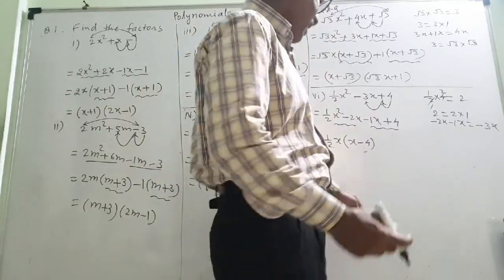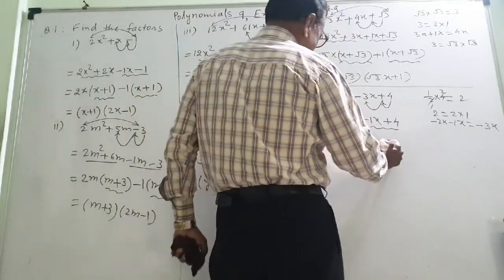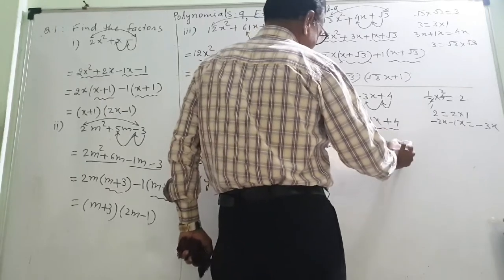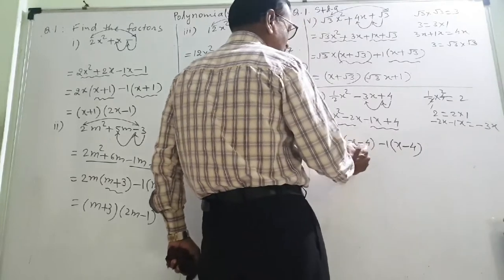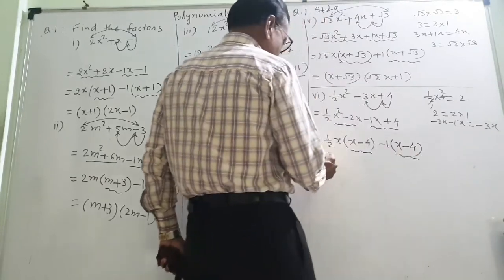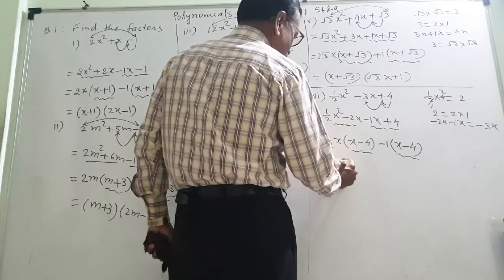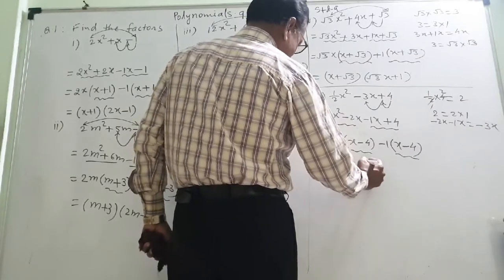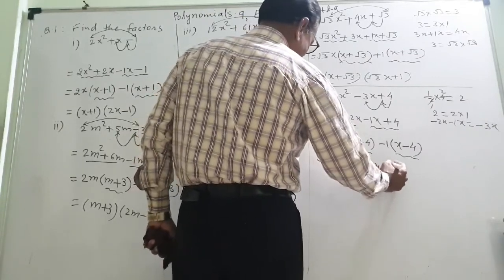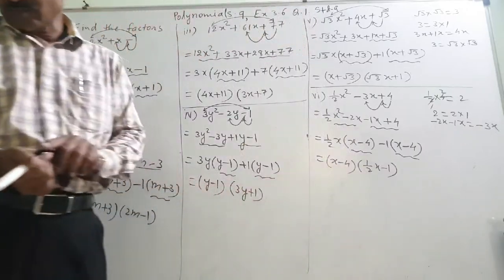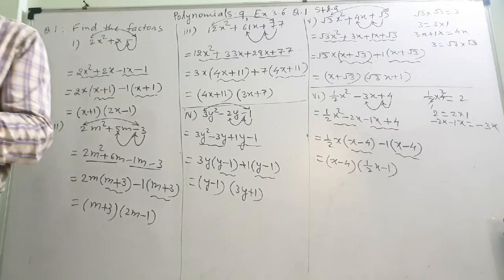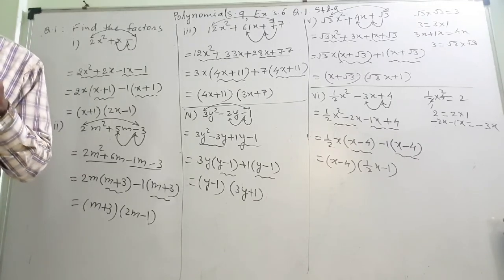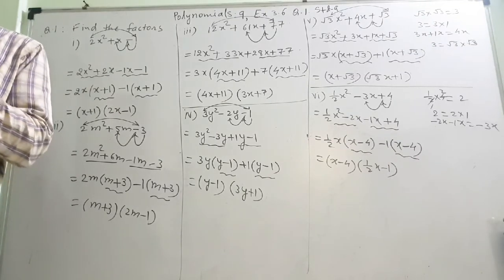Now from here, what I can take common? I can take minus 1 common. Here it will be x, as minus is taken, this sign will change and it will be minus 4. See that both the brackets are same. So that is equal to x minus 4 into another bracket 1 upon 2x minus 1. These are the factors of this. Hope that you have understood it well. There should be no confusion in this. All the 6 questions of this we have done.